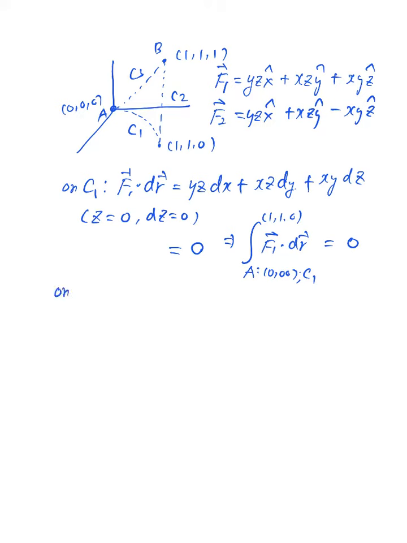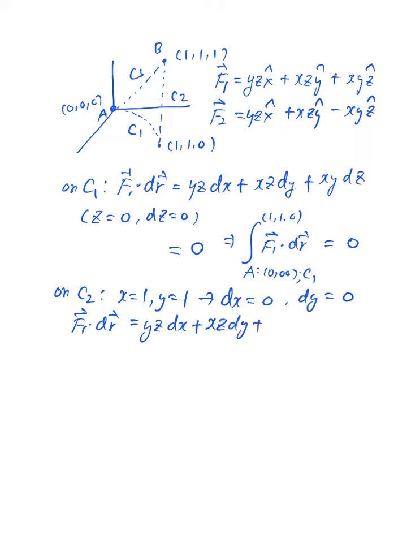On C2, x equal to 1, y equal to 1. That means dx equal to 0, dy also equal to 0. So F1 dr will be simply yz dx plus xz dy plus xy dz, but dx is always 0, dy is equal to 0, so only this term survives, and x equal to 1, y equal to 1, so this is nothing but dz. So this integral from 1, 1, 0 to 1, 1, 1 following path C2, F1 dr is the integral from 0 to 1 of dz, equal to 1.